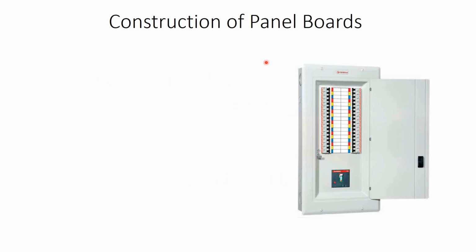So let's start by understanding the construction of the panels or panel boards, sometimes called distribution boards, or electrical panels. As you can see here, this is an electrical panel. Let's see what the construction or components of the panels are.